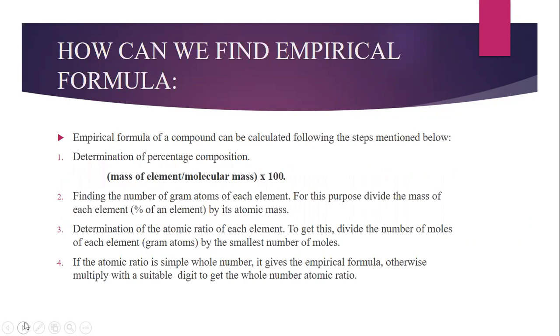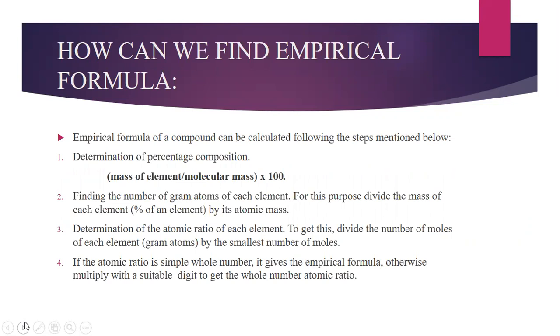Now we will learn how to find an empirical formula. There are steps to find the empirical formula. Step 1 is determination of percentage composition. Here you can see the formula of percentage composition: mass of element divided by molecular mass multiplied by 100. We can find percentage composition by this formula.